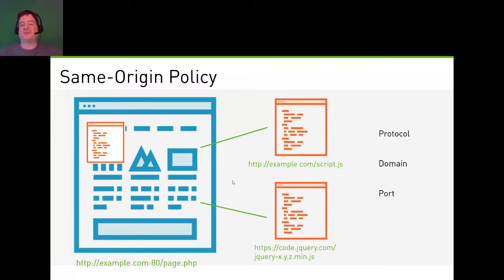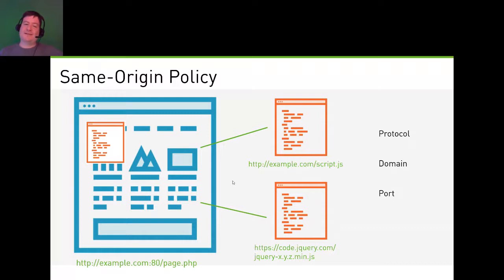So what is the origin, protocol, domain, and port of those 3 JavaScript blocks? For the inline code, I think it's obvious. It must be the origin of the HTML page. So http example.com and port 80. For the script file that resides on our own server, it will be the same because it's http example.com and port 80. But what about jQuery? Now, the intuitive answer to the question, what is the origin of that file, would be, yeah, it's https code.jquery.com and then port 443.